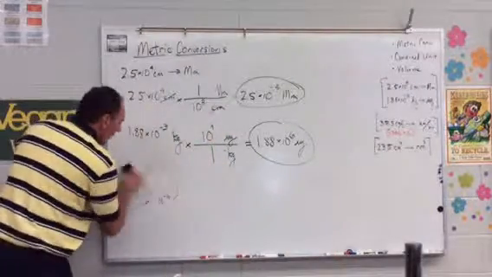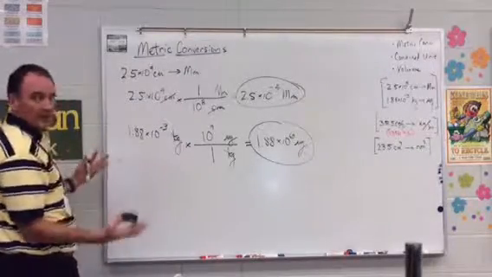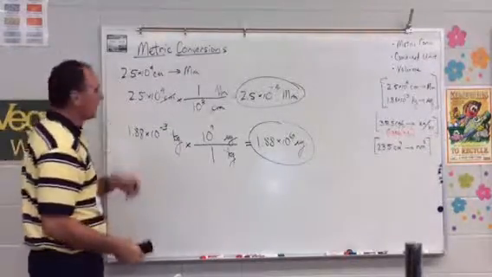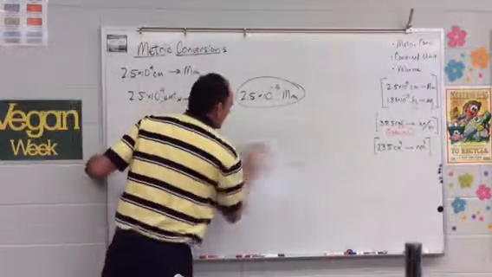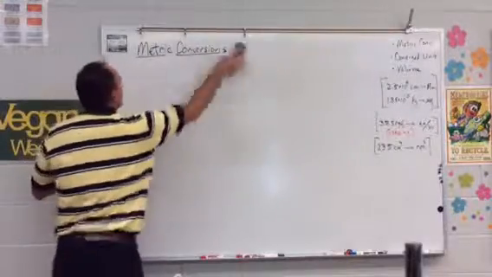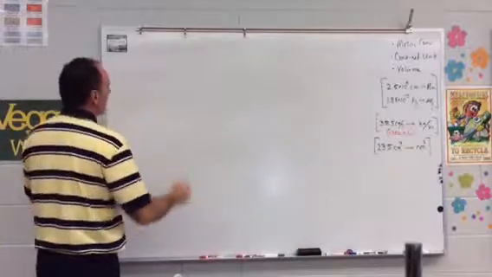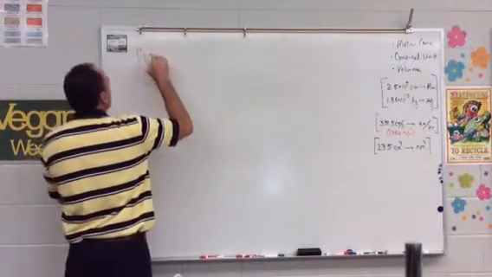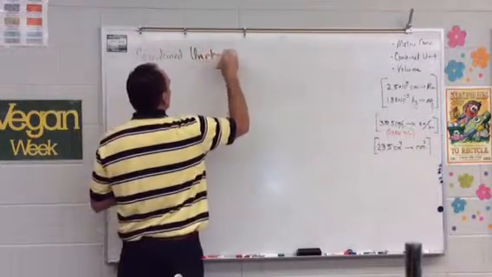All right, so that is the cleanest way of doing basic metric conversions: knowing the metric system, and then arranging things the way I've shown you. Let's move on, and we'll do a combined conversion. This is where you have multiple units on a single number. So, combined unit conversion.